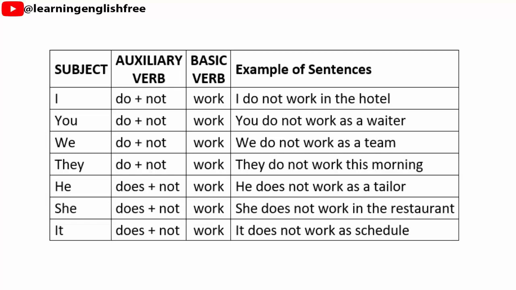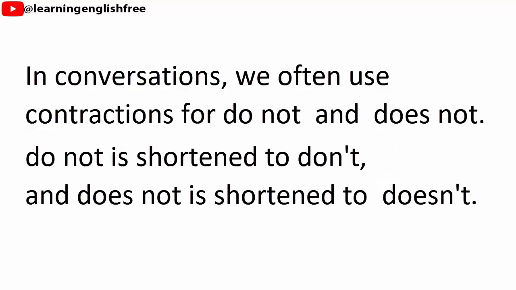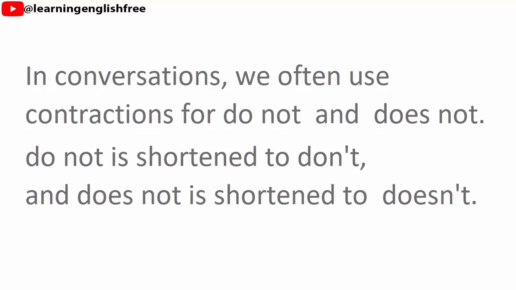I do not work in the hotel. You do not work as a waiter. We do not work as a team. They do not work this morning. He does not work as a tailor. She does not work in the restaurant. It does not work as schedule. In conversations, we often use contractions for do not and does not. Do not is shortened to don't, and does not is shortened to doesn't.